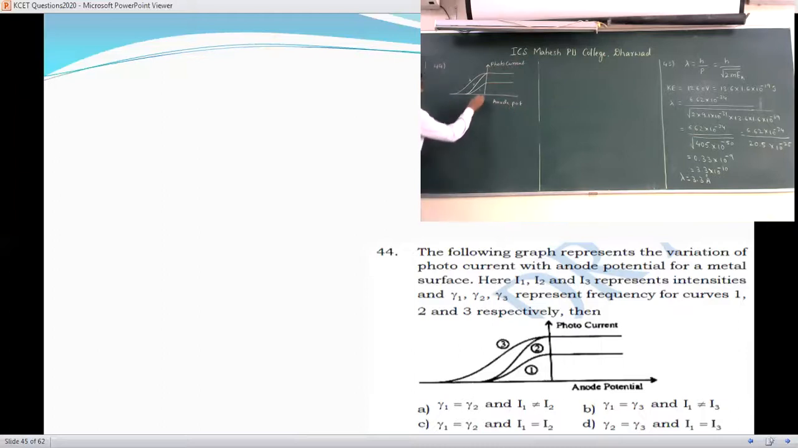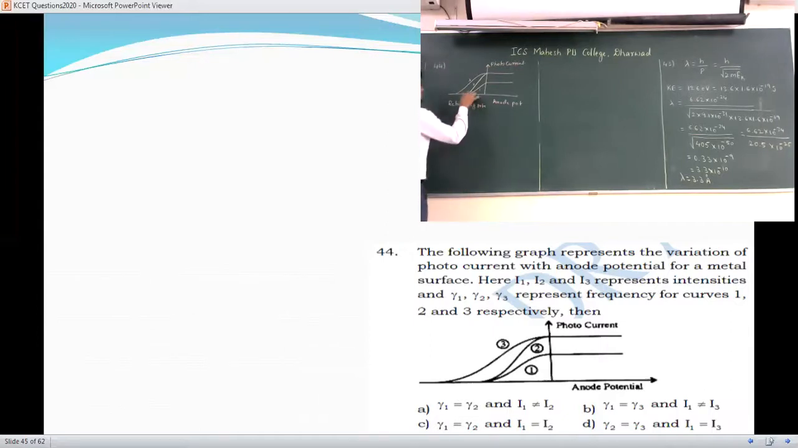Okay. Now, what is this exactly? See, the potential at which photocurrent becomes 0 is called stopping potential or retarding potential. Okay. The potential at which photocurrent becomes 0, that is called retarding potential or stopping potential. Okay, this is retarding potential along this minus x-axis.